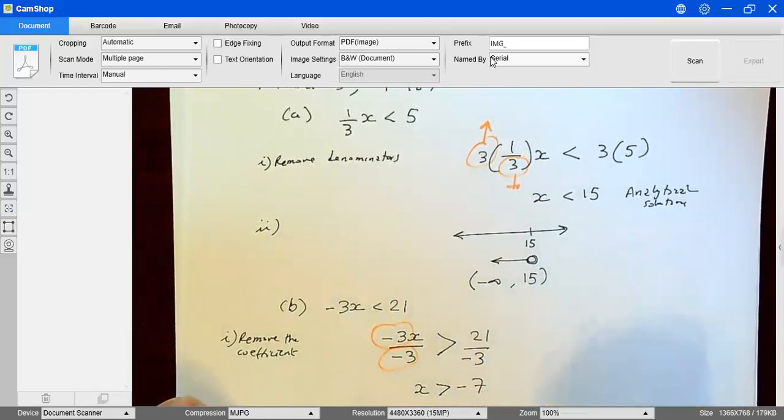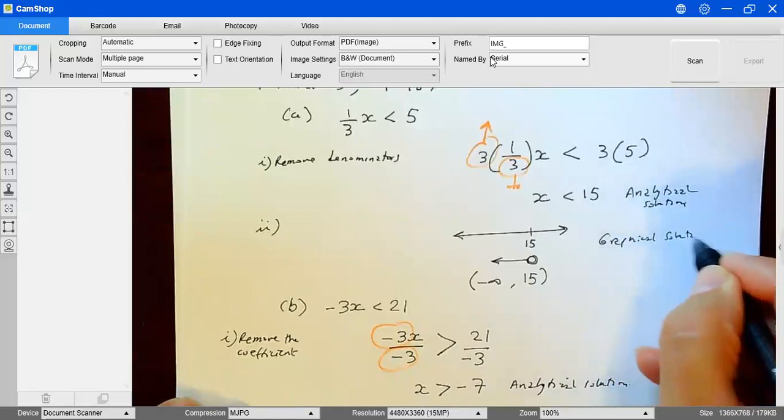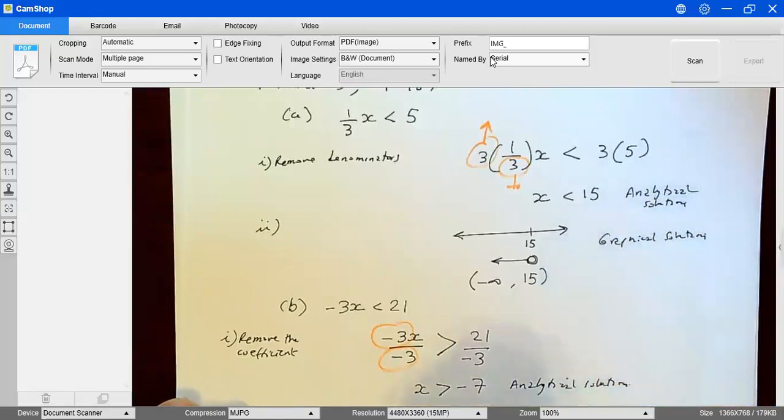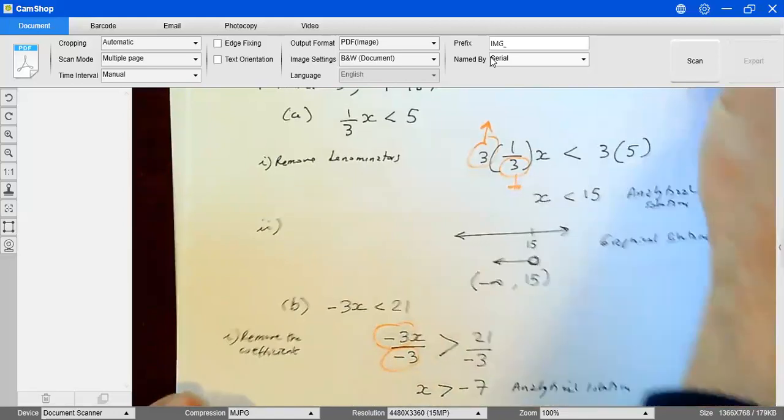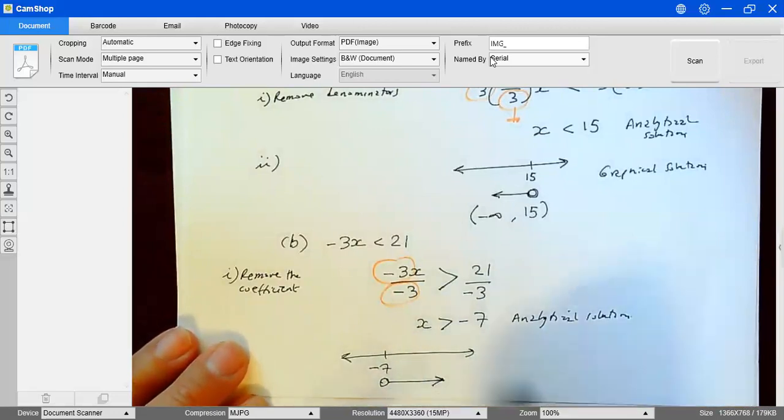This is the analytical solution, then the graphical solution. And this is the interval notation. So we need the number line. The number line is -7. So we're going to use an open dot, an empty dot, and then a region that goes to the right. So the interval notation is going to be -7, comma, and we end at infinity.